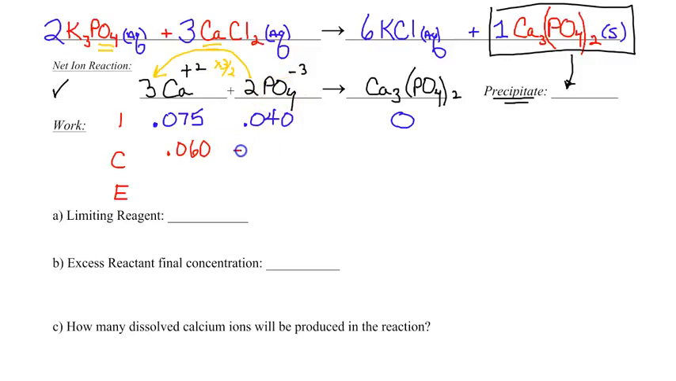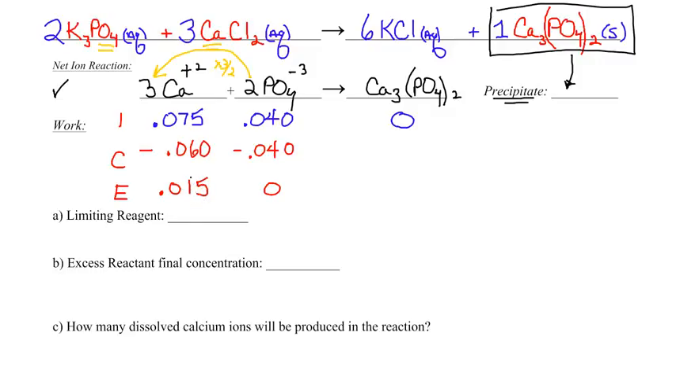So I know this is going to be minus 0.040. I know this is going to go to 0. I found my limiting reagent because I noticed that I have enough calcium to make all of this disappear. Now, how much of the calcium disappears? Well, 1.5 times this value, which is 0.06. So that much disappears. And at the end of the day, you subtract 0.06 from 0.075, and you get this remaining excess.